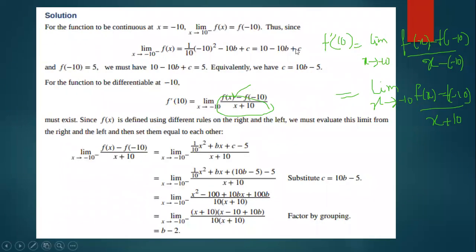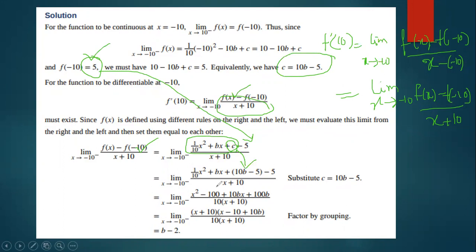So now putting this value, this is now the function at minus 10. What is the value by applying the function at minus 10? My value equals 5. Okay, so put this value here divided by x plus 10. Now for c, we find the value of c. So putting c here, c will be 10b minus 5.